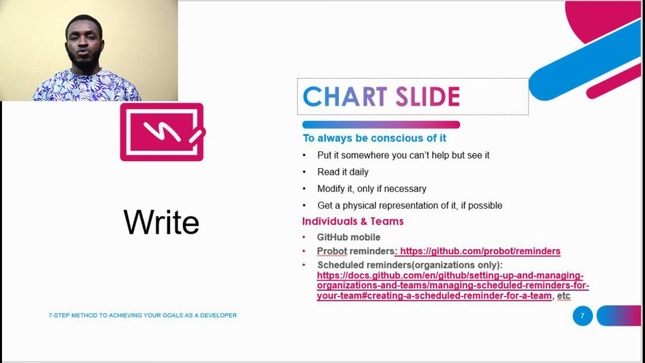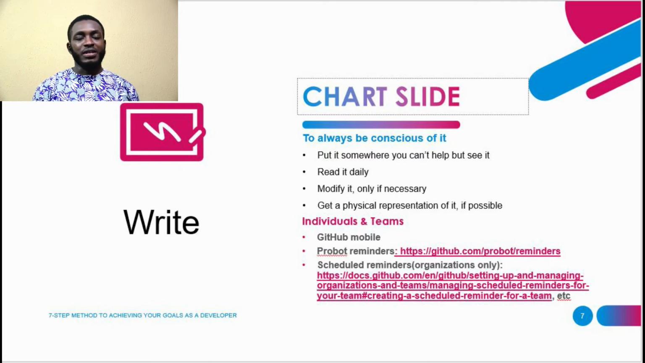Okay, now there are a couple of tools that you could use to be reminded about these things. GitHub offers a good number of them. There's one called the Probot Reminder. There's another called the Scheduled Reminder, but this one's for organizations only. So they are linked there on the slide.